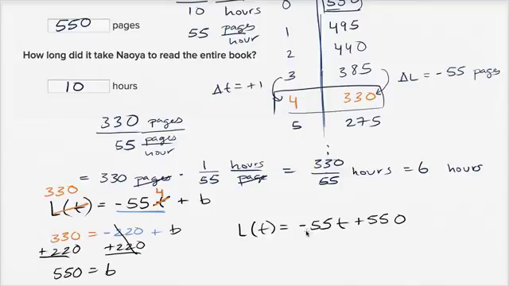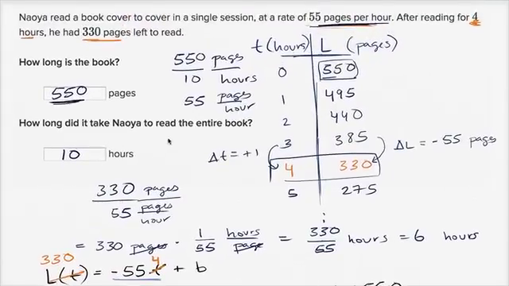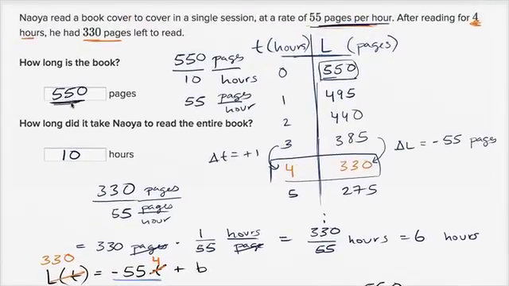When t is equal to 0, let me write this down, L of 0 is going to be equal to 550. When t is equal to 0, this term goes away and you just have 550 pages. And just like that, we could have answered this question. And then you could say, well, look, if the book is 550 pages, and if he's reading at 55 pages per hour, how many hours is it going to take? Well, 550 pages divided by 55 pages per hour is going to get you 10 hours.